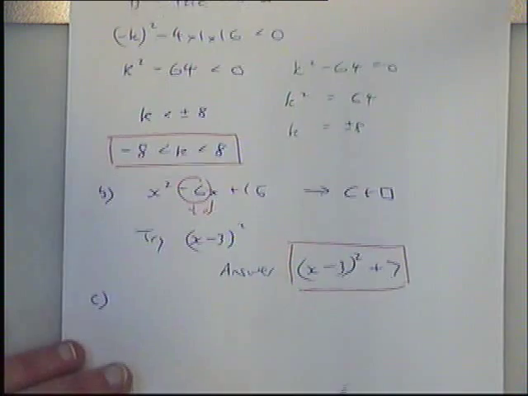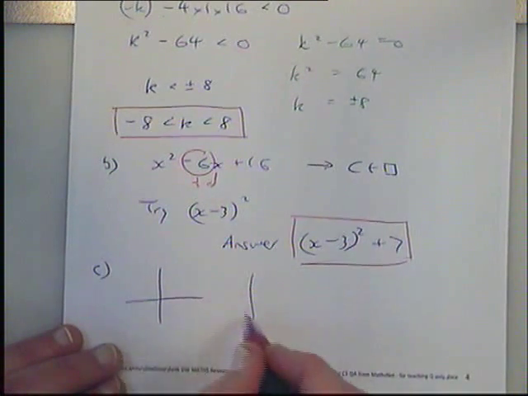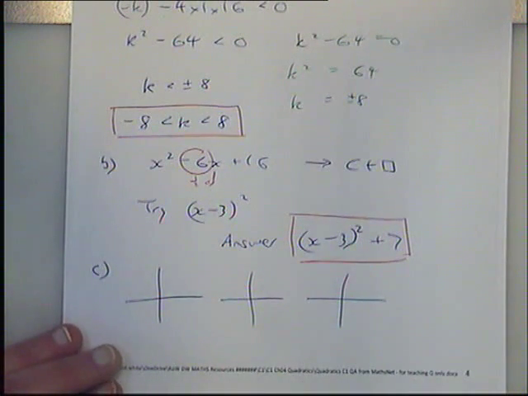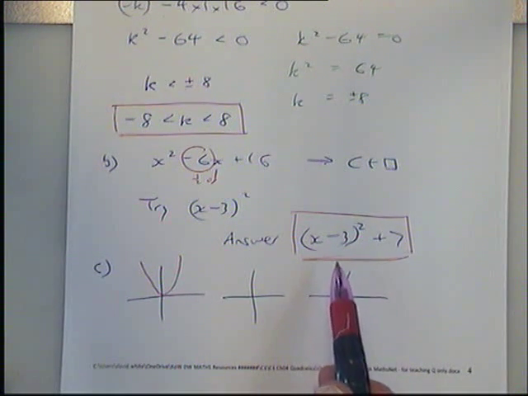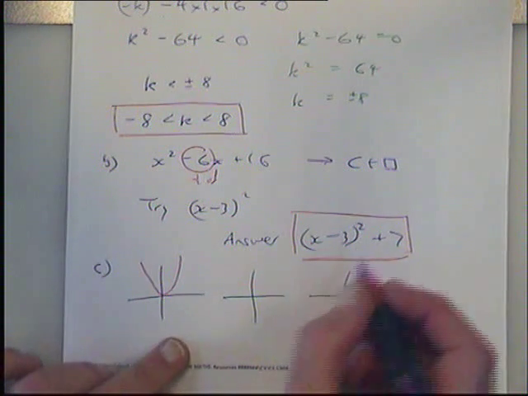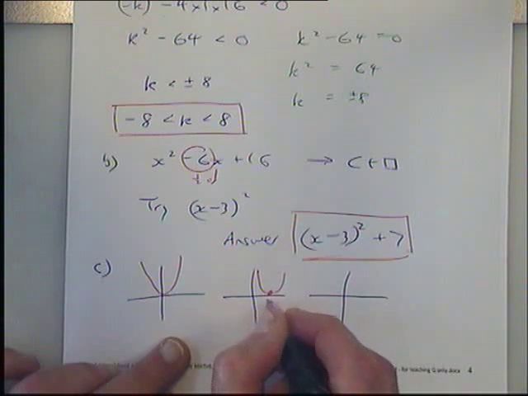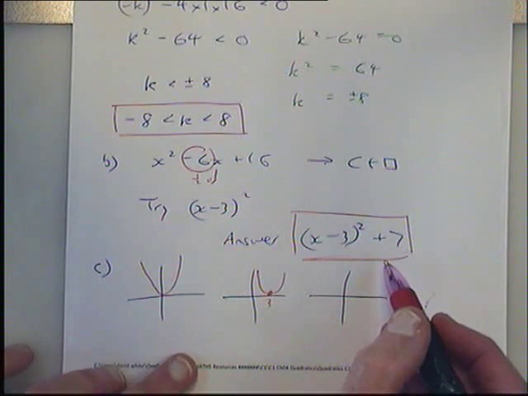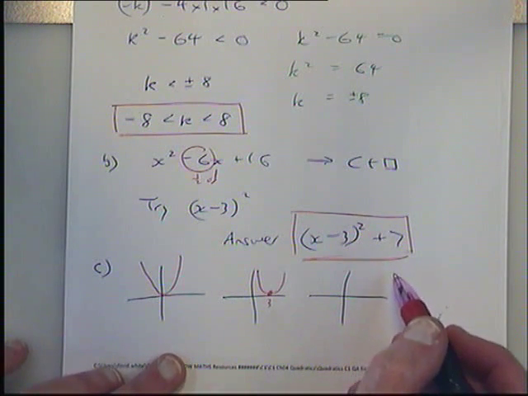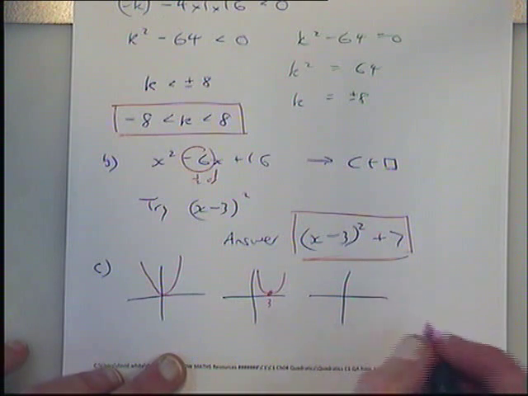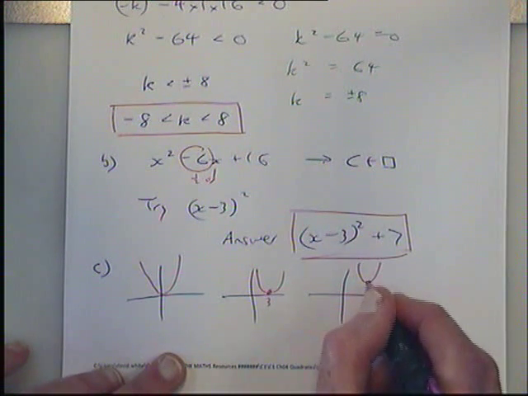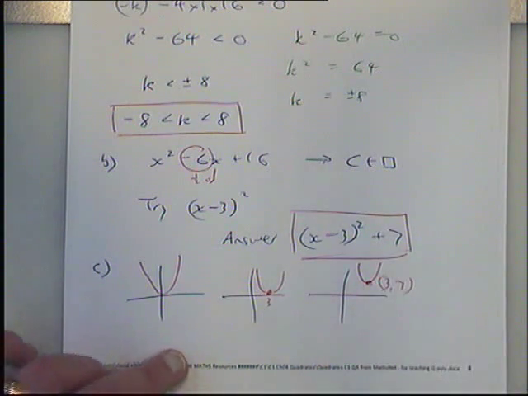So, think about drawing the graphs. If you start off with y equals x squared, what happens when you have a minus 3 in the bracket? It goes right. Yeah, okay, it goes right 3. So we get that. Then the plus 7 on the end moves it up 7. So we get that coordinate there will be the coordinate 3, 7.